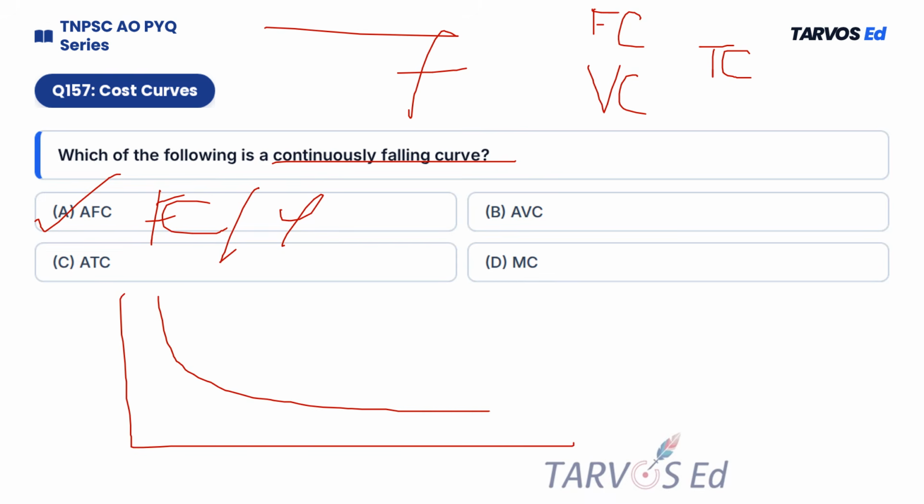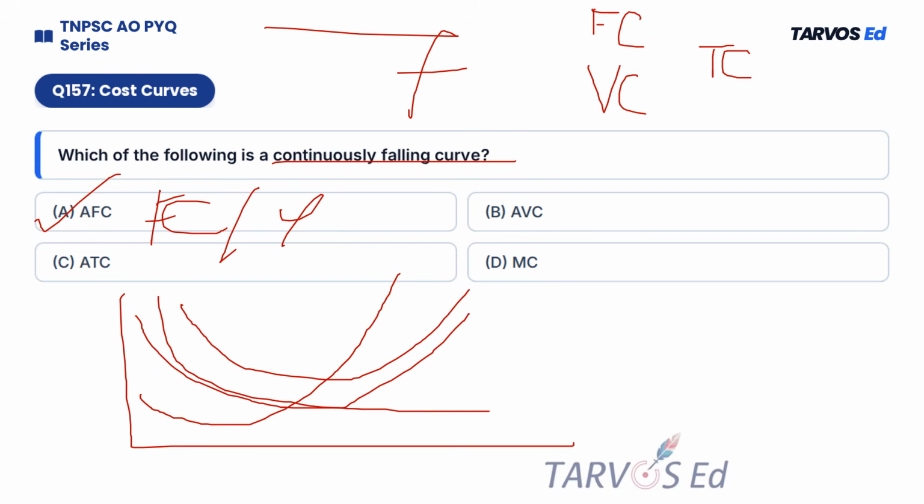It will never increase, because as output increases, the average fixed cost will go on declining. Next comes average variable cost. Average variable cost is a U-shaped curve. Next is average total cost. It is also a U-shaped curve. And the final one is marginal cost. Marginal cost is also U-shaped, and it cuts the average variable cost and average total cost at their lowest points.